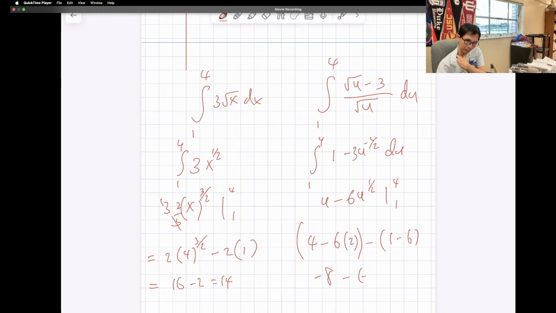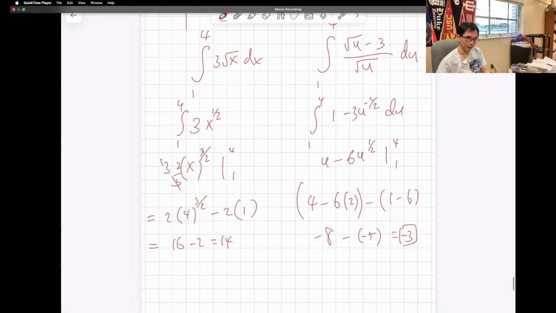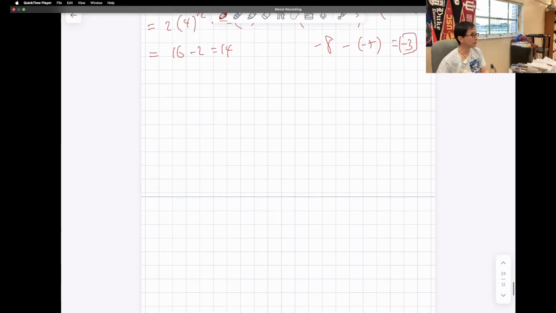Okay, so what is it again? -3? When you divide these two, you get 1, right? You still got to integrate this. They're both 1.